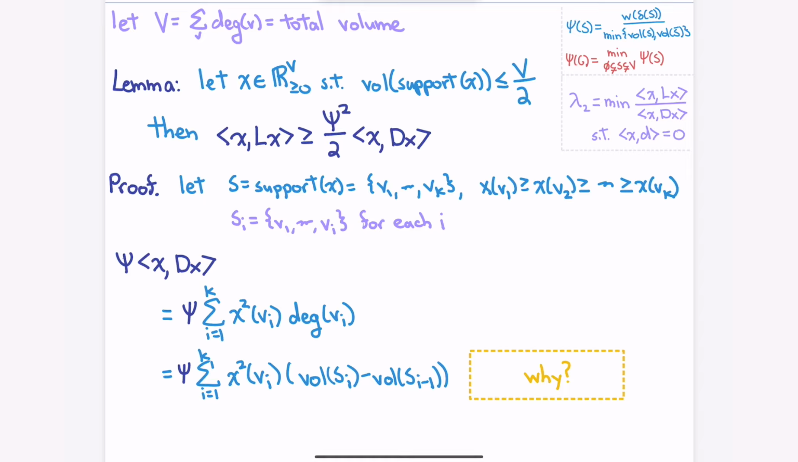Now what I'm going to do is rewrite this as a difference of volume. Why is that true? So this is going from the i minus 1 biggest to the i biggest, the 9 biggest to the 10 biggest, the 10 biggest to the 11 biggest. The set induced by the 10 biggest values. The volume is just a sum of degrees. Actually, my reasoning is not very good. Forget that. That's not true at all.